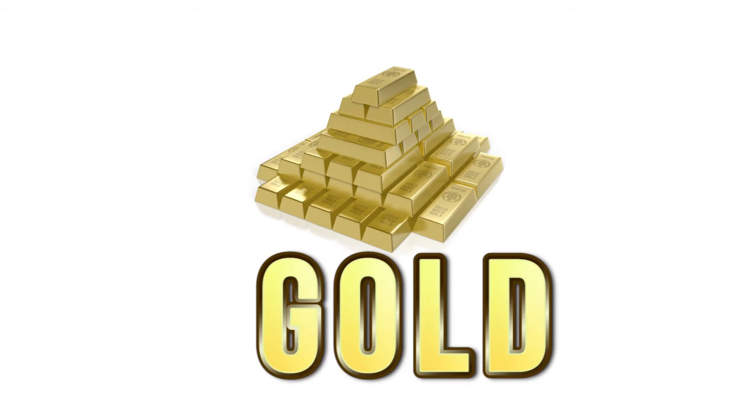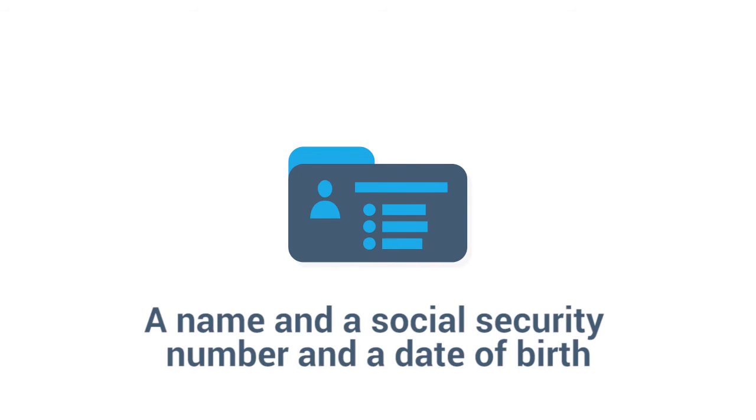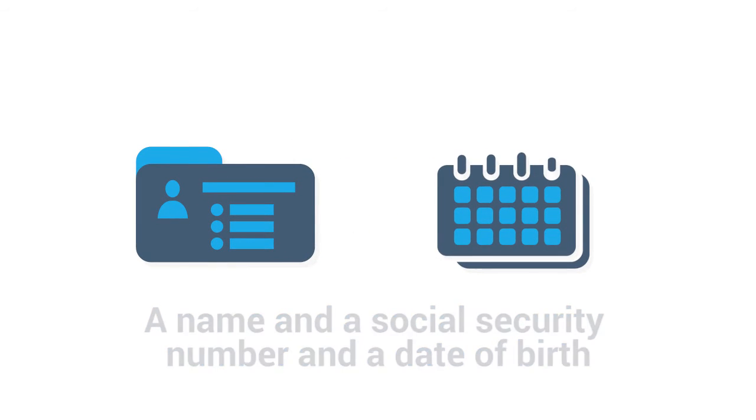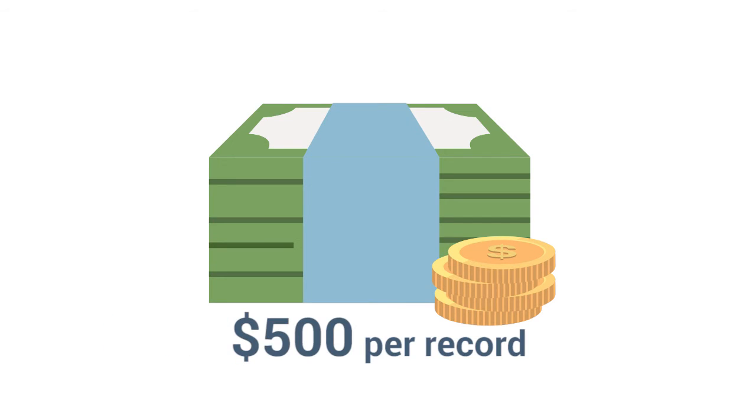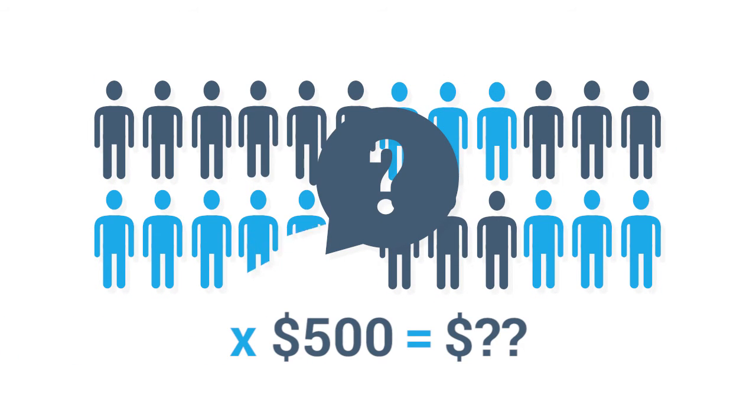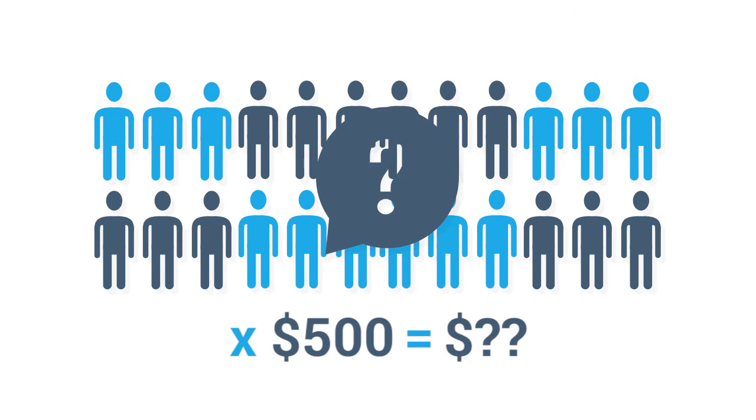For a hacker, your patient data is gold, and it's low-lying fruit. A name and a social security number and a date of birth. It's worth approximately $500 per record for an identity thief. How many records do you have? Times that by 500, and that's what you're worth to a hacker.